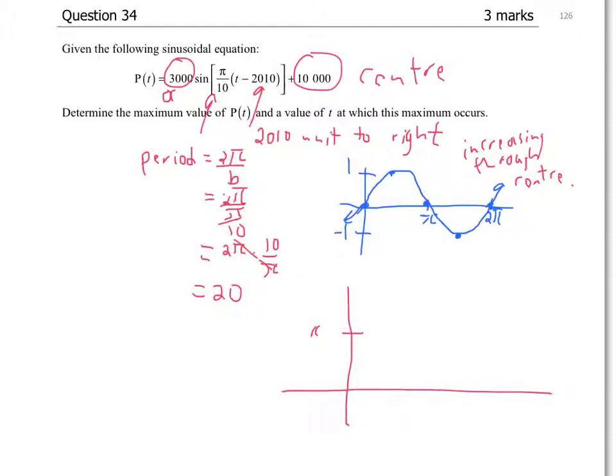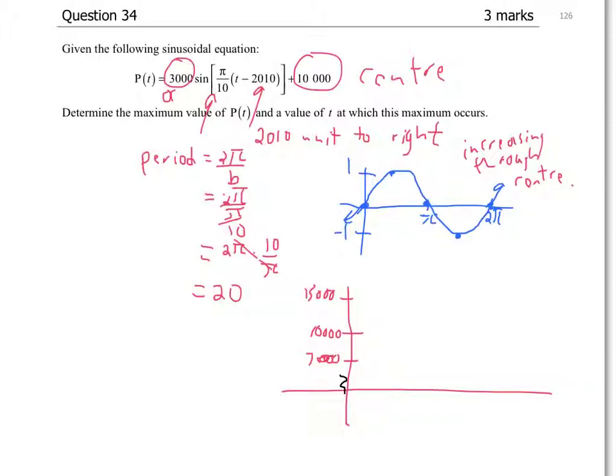So this is not going to be very accurate, as most of my graphs are. It goes up to 13,000, and already I've answered the first question, the maximum value. It goes down to 7,000. Oops, that's 7,000. I should put a little squiggle here just to show the axis is compressed. It's not to scale.